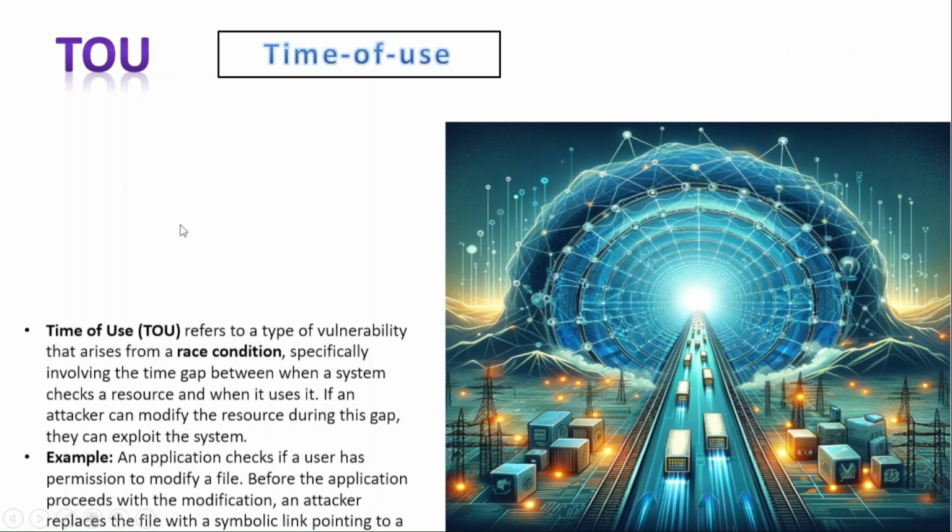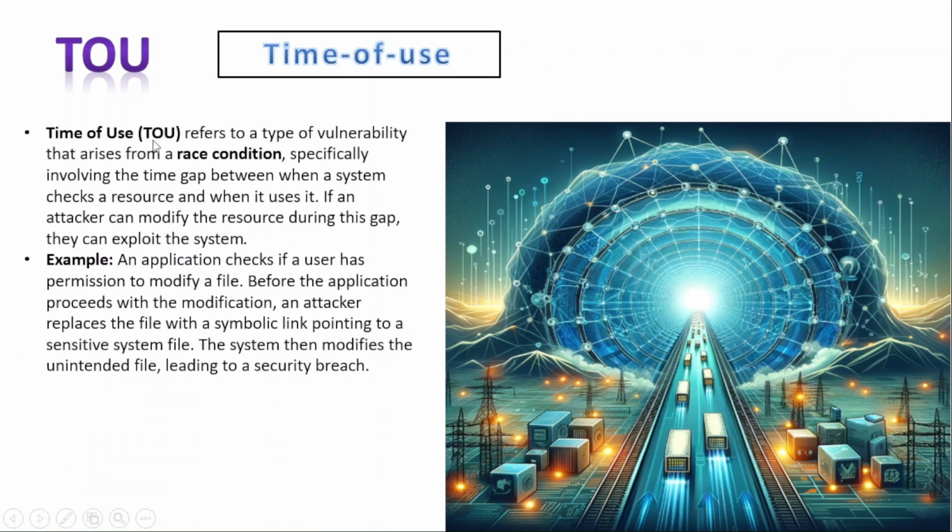TOU, or time of use. So TOU refers to a type of vulnerability that arises from a race condition, specifically involving the time gap between when a system checks a resource and when it uses it. If an attacker can modify the resource during this gap, they can exploit the system.